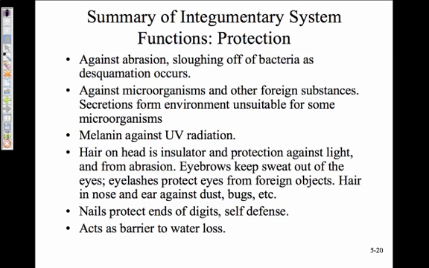Melanin protects against UV radiation. The hair on the head is an insulator and protects against light and from abrasion. Your eyebrows keep sweat out of your eyes. The eyelashes protect eyes from foreign objects. It's a reflex that when something's coming towards you, your eyes squint. So your eyelashes can help protect your eyes. The hair in the nose and ears helps prevent against dust and bugs. And your fingernails help protect, for self-defense, the digits, the ends of your fingers. And the skin is also a barrier to water loss.